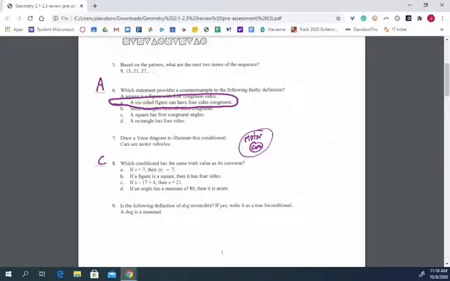Is the following definition of a dog reversible? If yes, write it as a true biconditional. A dog's a mammal. Can you reverse that and still be true? A mammal is a dog. What do you guys think here? Yes or no?